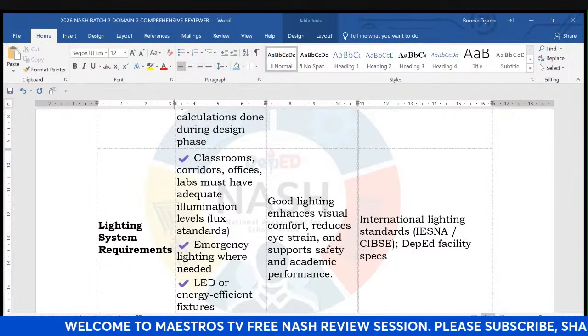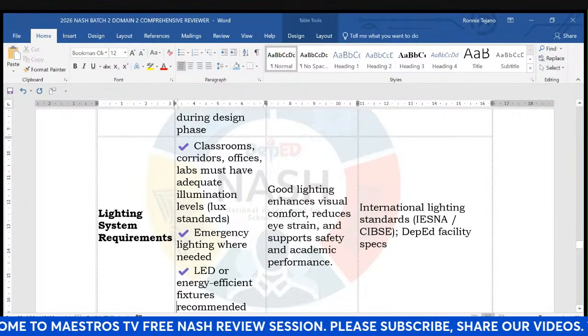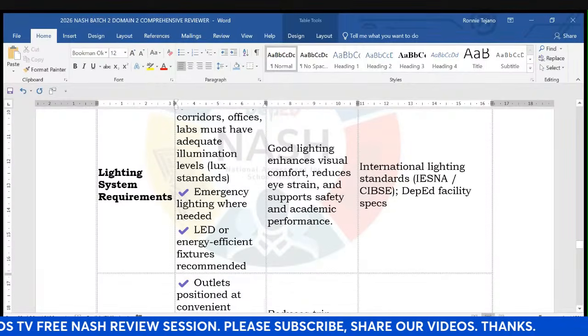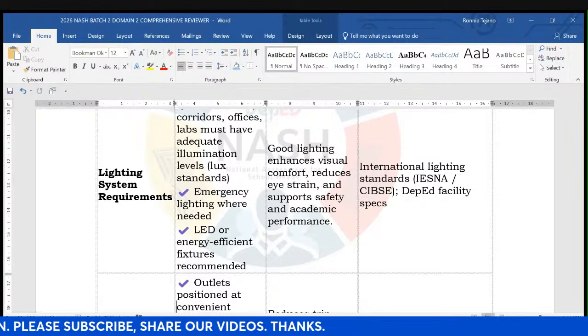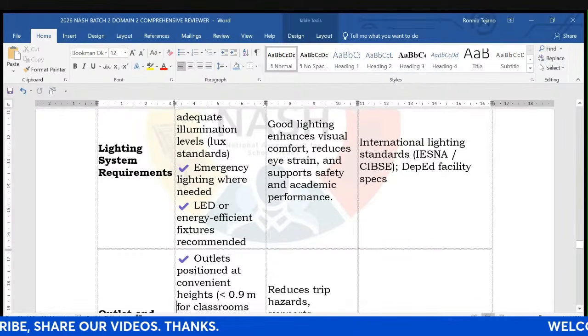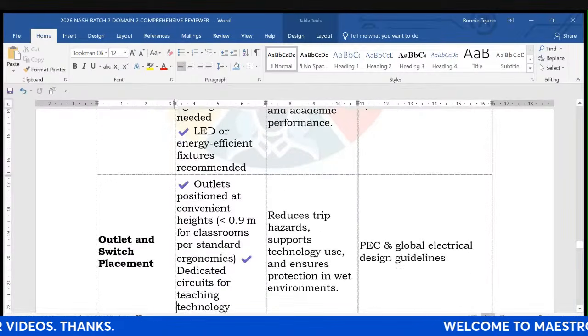For lighting requirements, you should now use the LED instead of yung mga yellow bulbs. No? Then, classroom should have an emergency lighting where needed, pero wala naman. Mga schools natin yun.